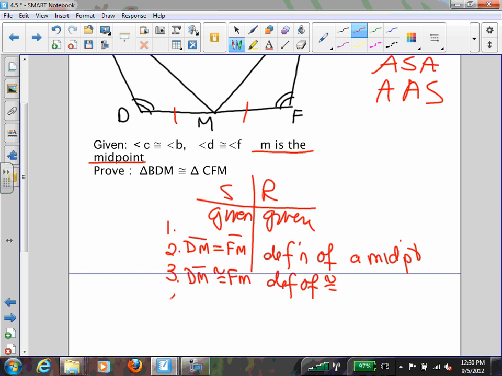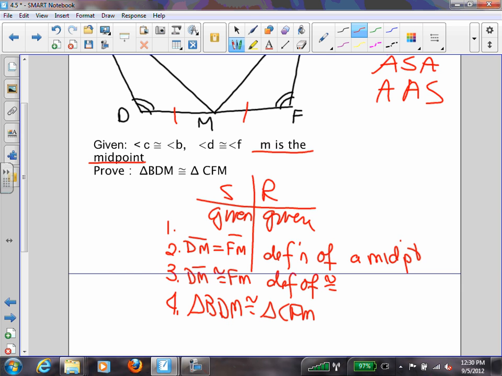All right, and so then our last statement would be that triangle BDM is congruent to triangle CFM by the angle-angle-side. How'd you do? Does that make sense?